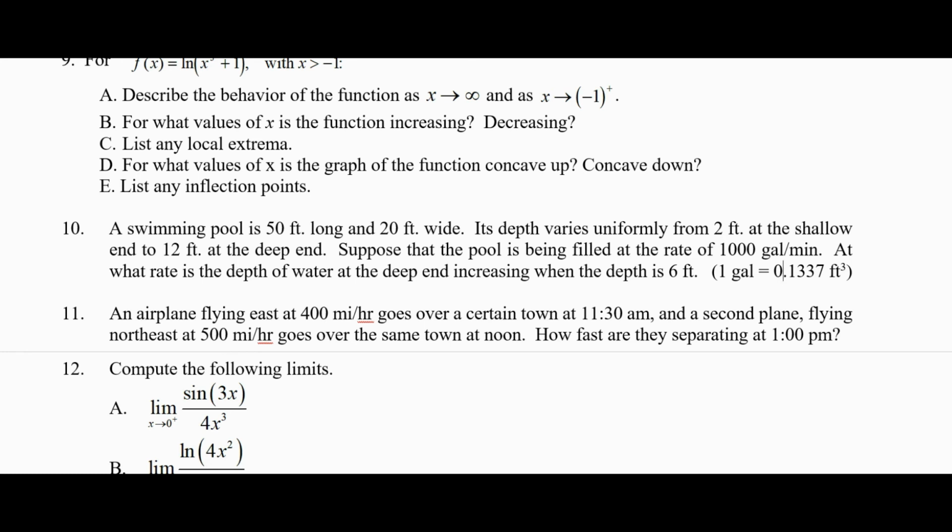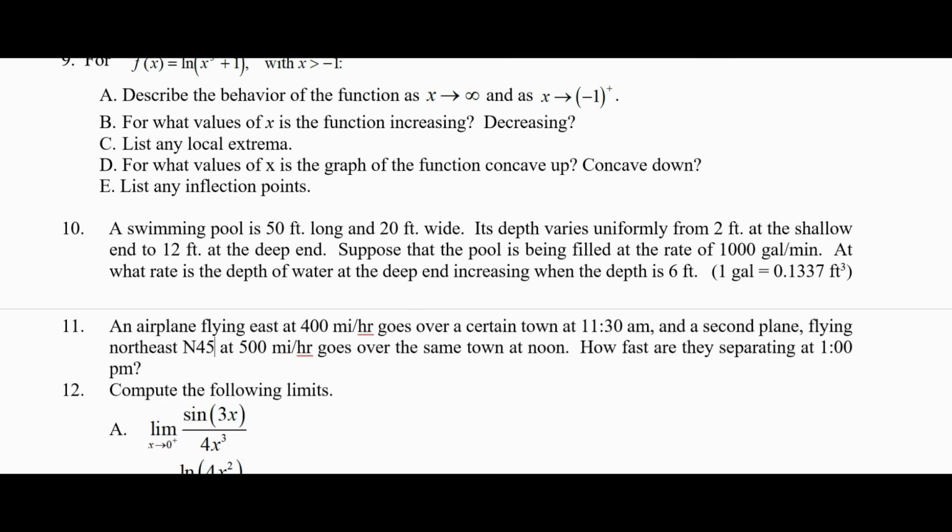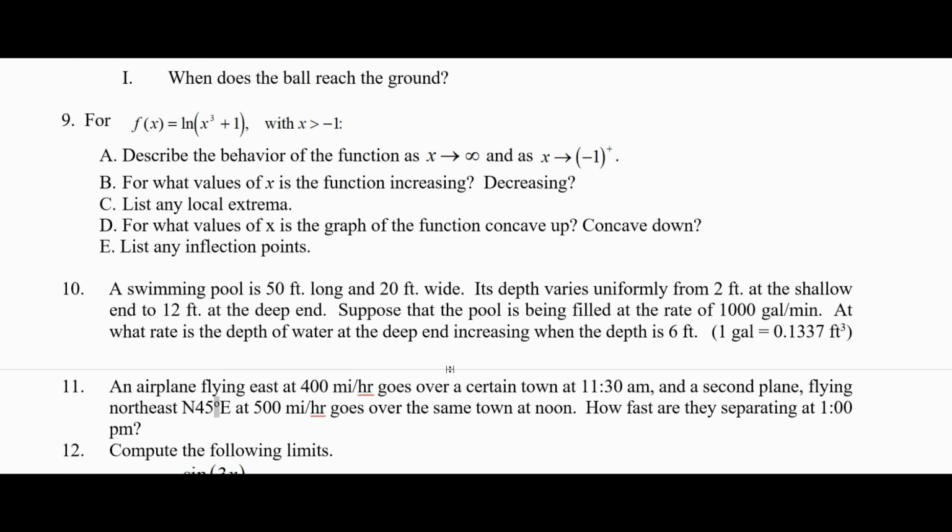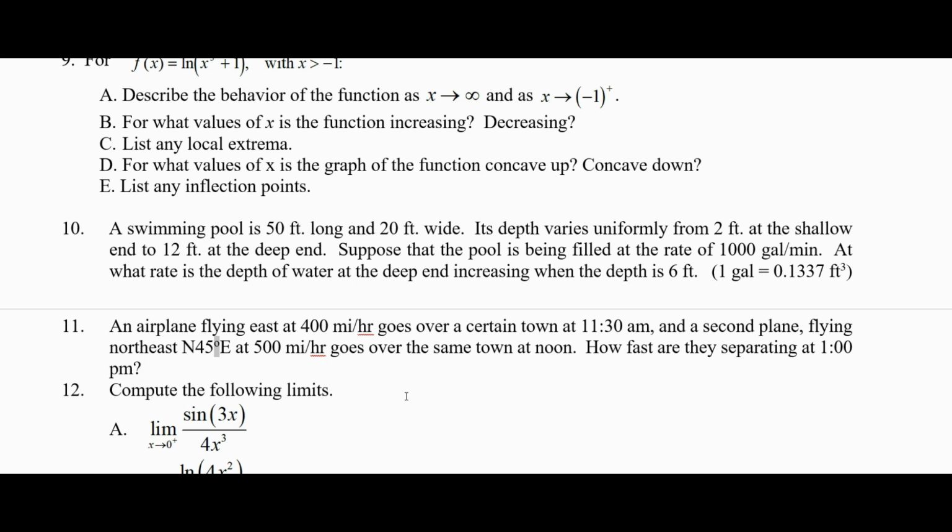Number 11, an airplane flying east at 400 miles per hour goes over a certain town at 11:30 a.m. and a second plane flying northeast, that is, let's be specific, north 45 degrees east, at 500 miles per hour goes over the same town at noon. How fast are they separating at 1 o'clock p.m.?